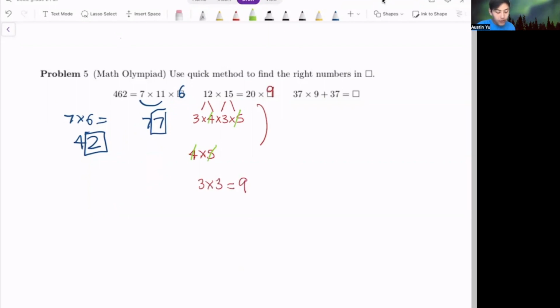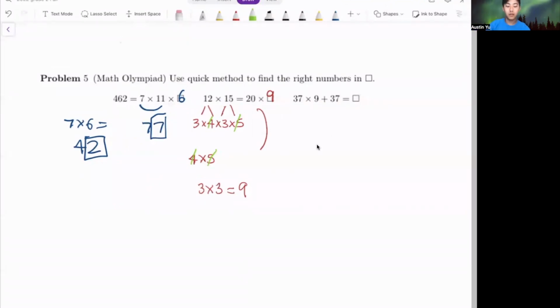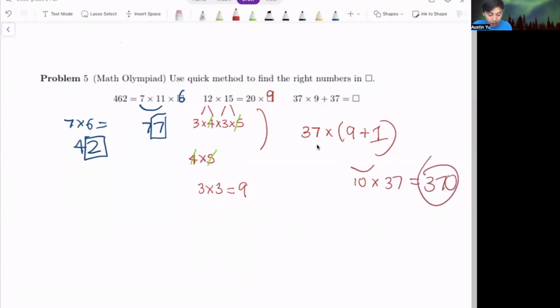And final problem. 37 times 9 plus 37 equals another number. For this problem, all we have to do is 37 times 9 plus 1, because every time we multiply 37, we add 1 at the 37 that's on the right side, because it matches up perfectly. So therefore, it's 37 times 9 plus 1, which is 10. 37 times 10 is just 370. Therefore, the answer is 370. And that is problem 5.